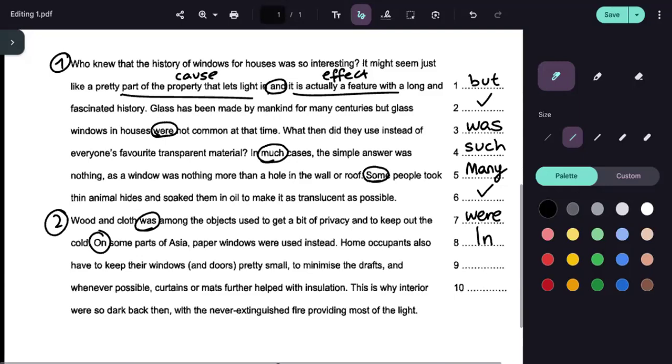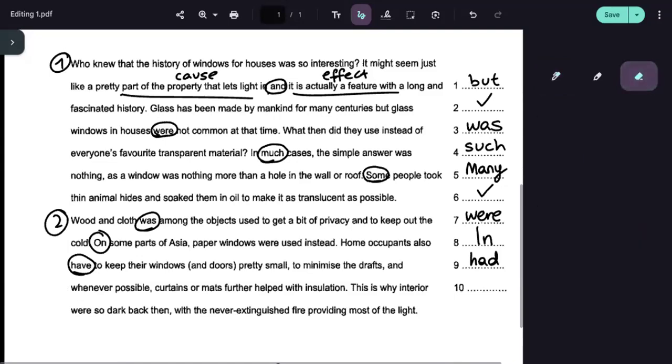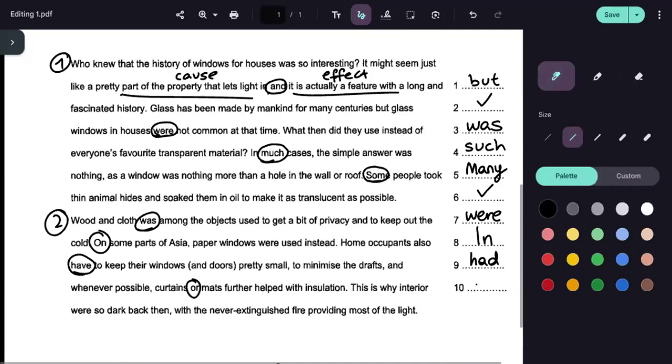Let's continue. "Have to keep their windows and doors pretty small to minimize the drafts and whenever possible." Let's stop at the end first and see what is wrong. Also, "had", because this is past tense, all past tense. "Minimize the drafts and whenever possible." This should be "and". The "whenever" should be "and".